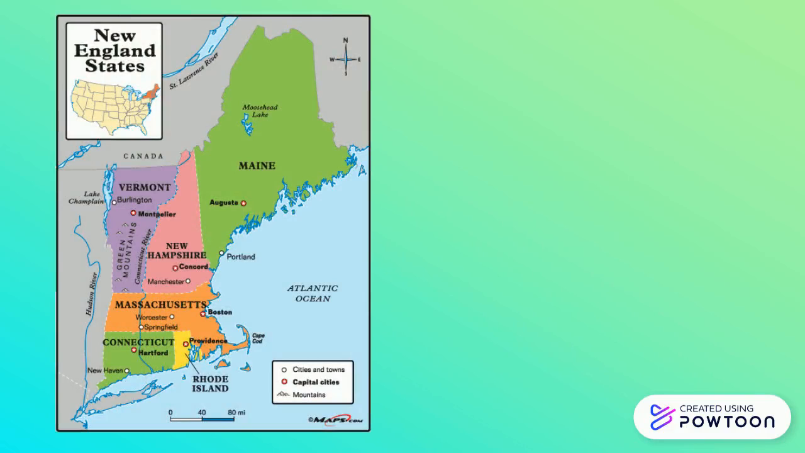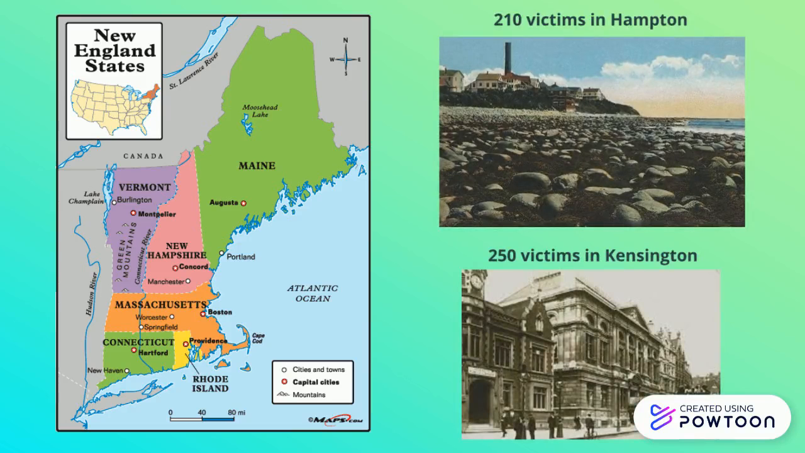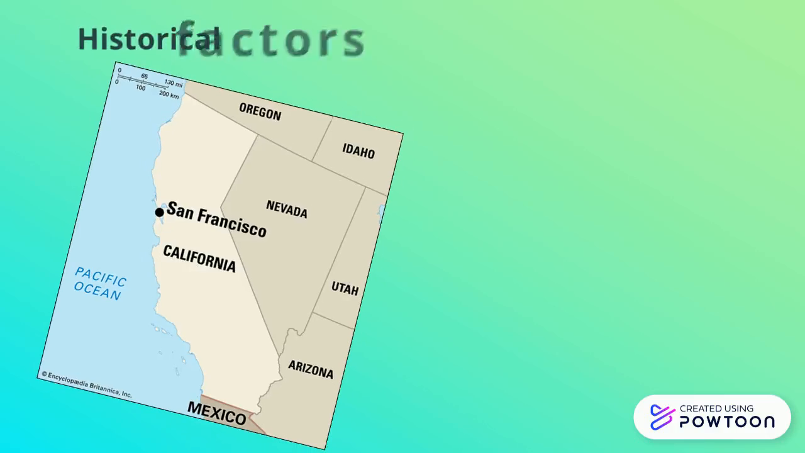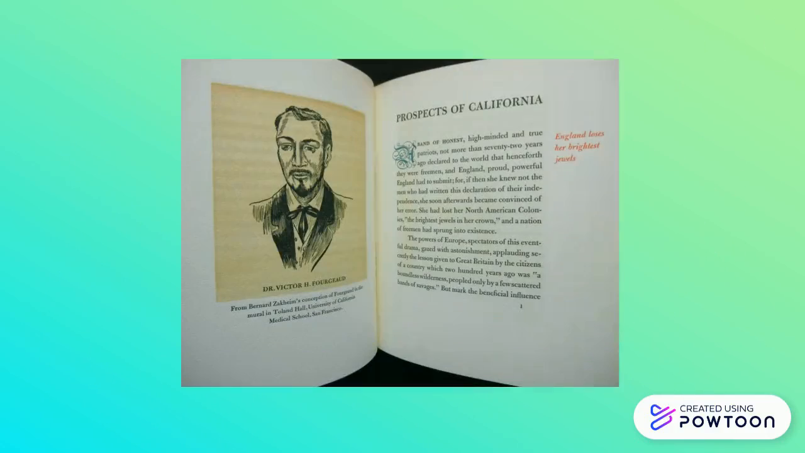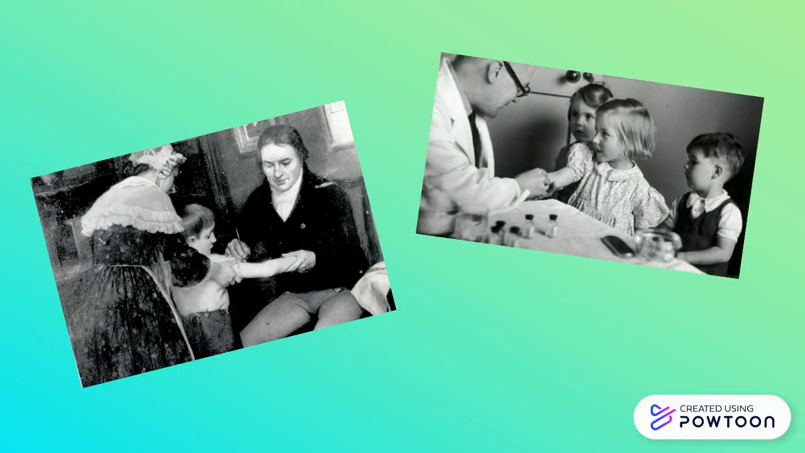The towns of Hampton Falls and Kensington became a disaster of the diphtheria epidemic, killing 210 victims in Hampton and 250 victims in Kensington, mainly children under the age of 10. Moreover, there was another outbreak of diphtheria in California. A doctor by the name of Victor Forgue described a diphtheria epidemic where he treated his patients by applying chemical acids to the infected areas, but it had no effect.